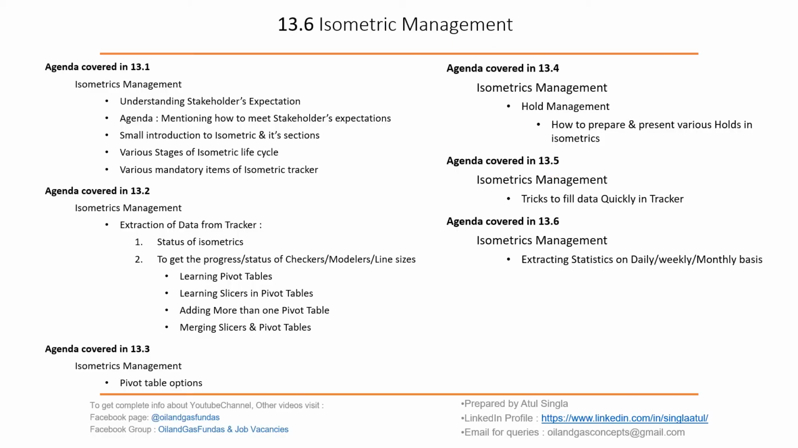In this part, we are going to touch upon a very interesting topic: how we can get the statistics on a daily, weekly, or monthly basis. For example, if you want to see how many isometrics were extracted and how many were checked up to a particular date, we can do it very quickly. We can do this on a weekly, monthly, or fortnightly basis, everything. So let's start with this agenda.